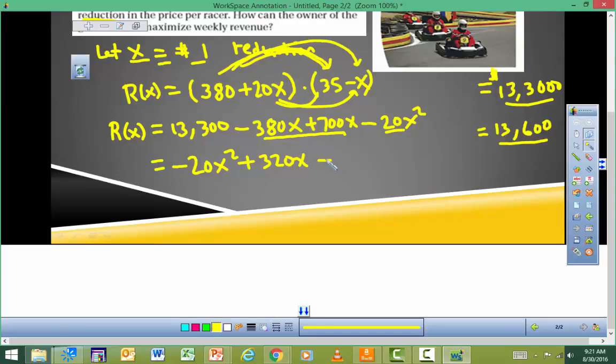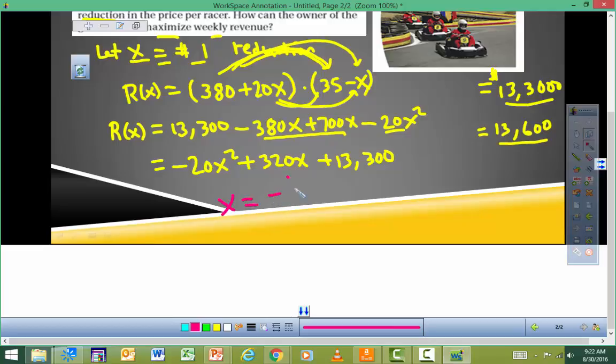And then plus 13,300. Now, on this particular problem, we want to find the maximum weekly revenue. And that means we need to find the vertex, right? Thank goodness Mr. Russell told me how to find a vertex. How do we find the vertex? The x coordinate is equal to negative b over 2a, right?